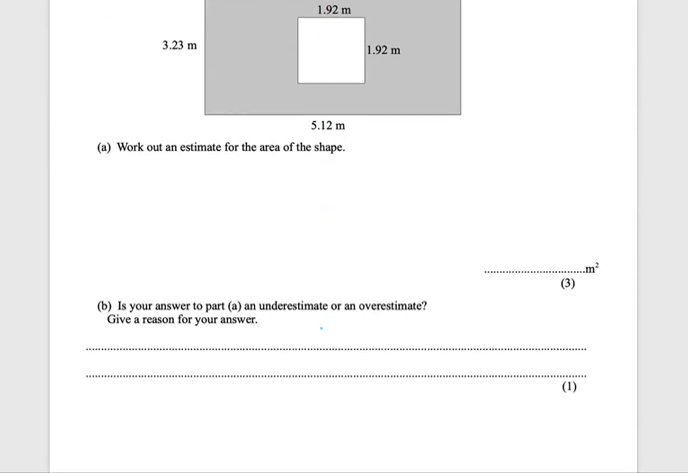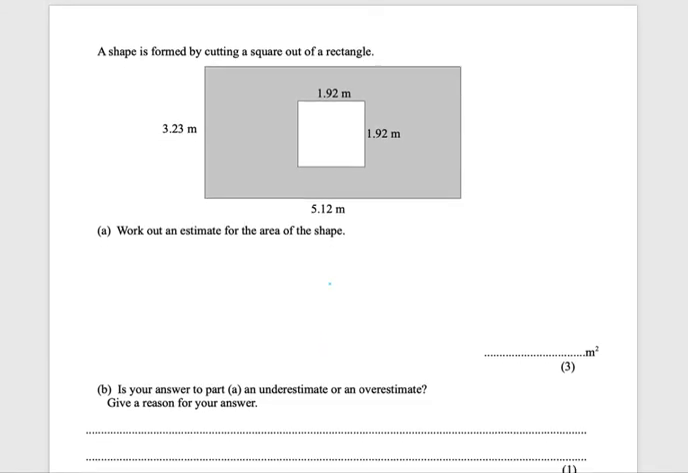Okay, final question now. A shape is formed by cutting a square out of a rectangle. Work out an estimate for the area of the shape. Okay, so the area that we want to find out is the shaded area. Now let's work out the area of the full rectangle. That's going to be 3.23 and 5.12. Let's round those to one significant figure each.